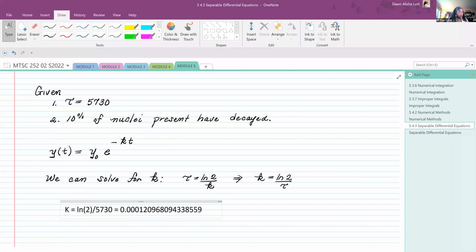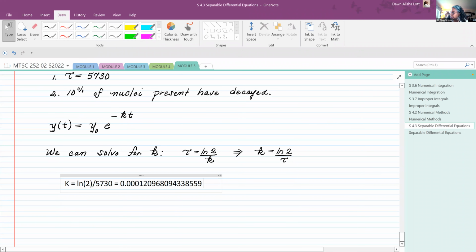Okay, it's really small. So this thing is decaying really, really slowly. K is approximately 1.2 times 10 to the minus 4. So K is pretty tiny.